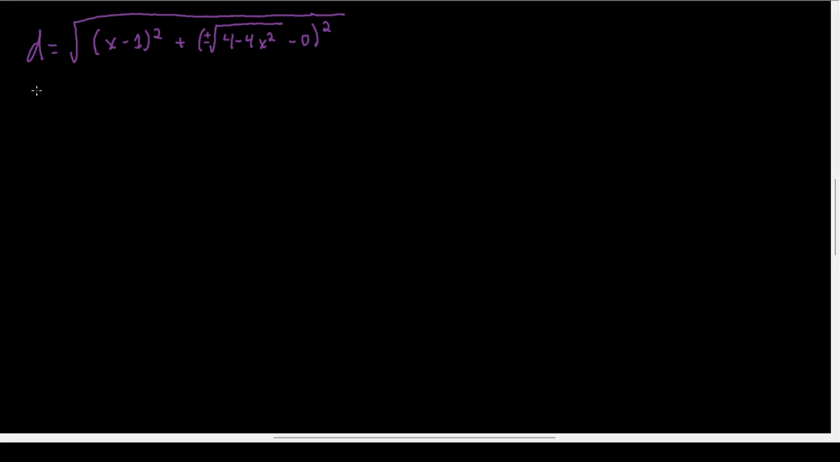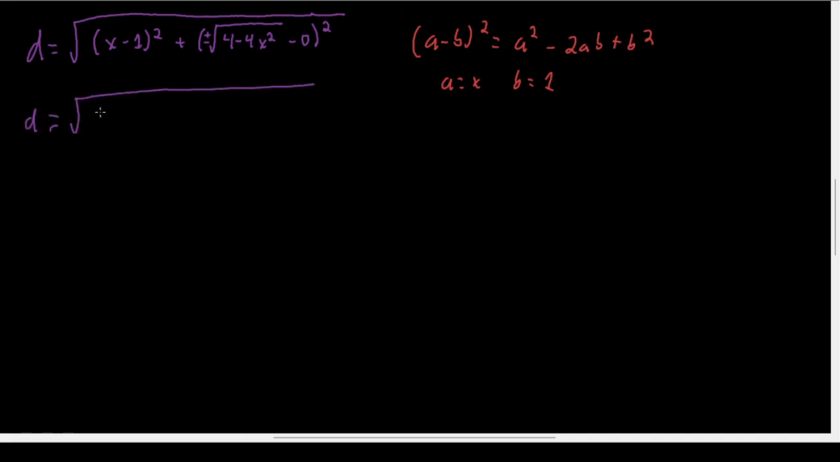So we're going to simplify this equation a bit, and we're going to want to use this identity right here. (a minus b) squared is equal to a squared minus 2ab plus b squared. We're going to let a equal x and b equal 1. So that will let us simplify our distance formula a bit. x squared minus 2x plus 1.